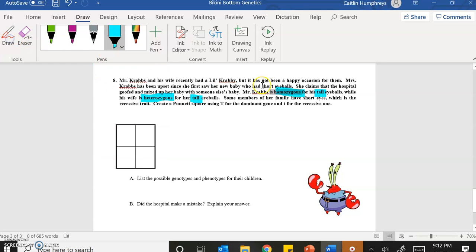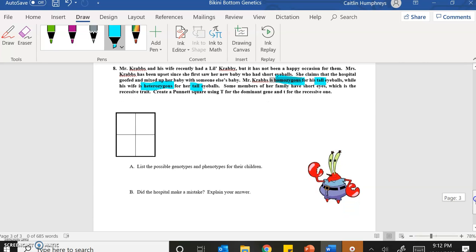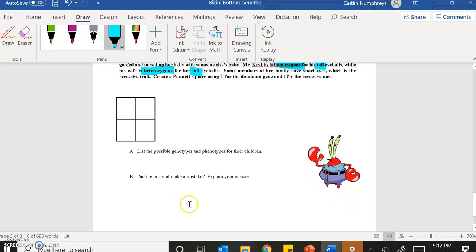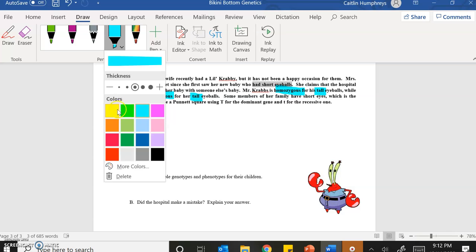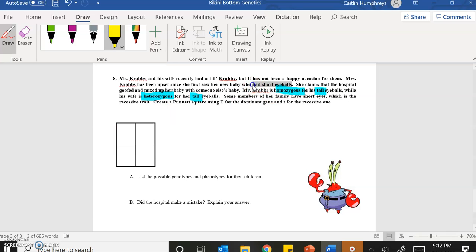Once that Punnett square is completed, list your possible genotypes and phenotypes. Now explain, is it possible for Mr. Crab and his wife to have had a child who has short eyeballs? Is it possible for them to have a child with a recessive trait, is what's being asked there. Explain why or why not.